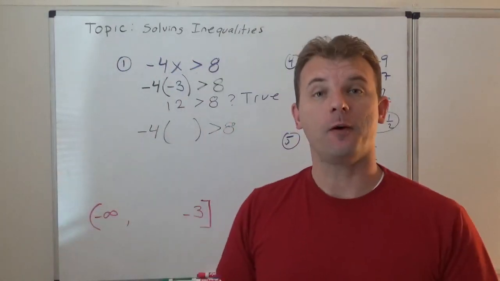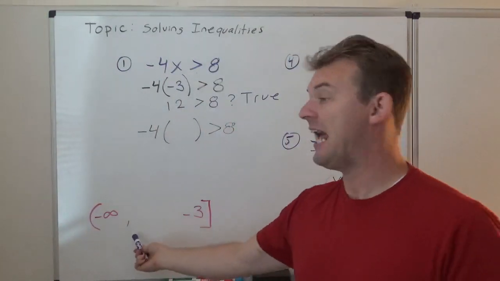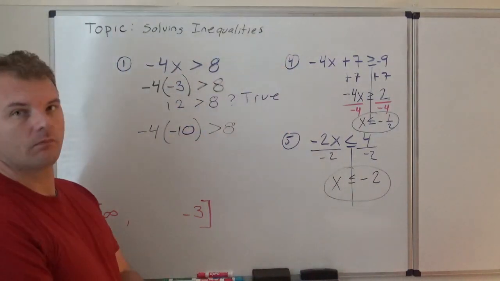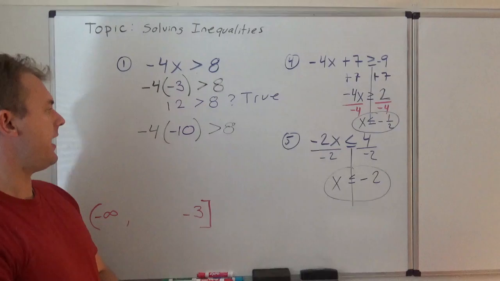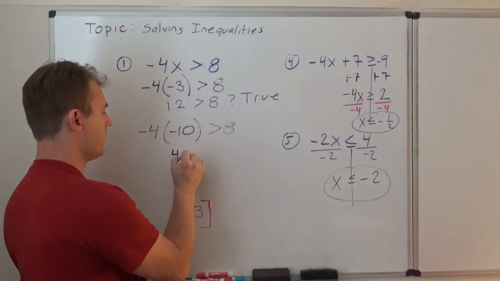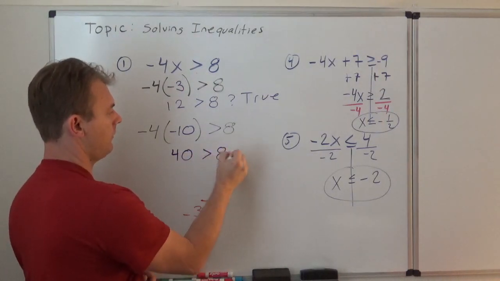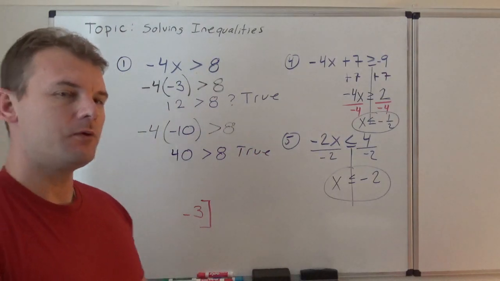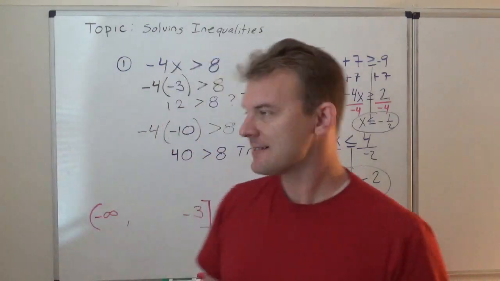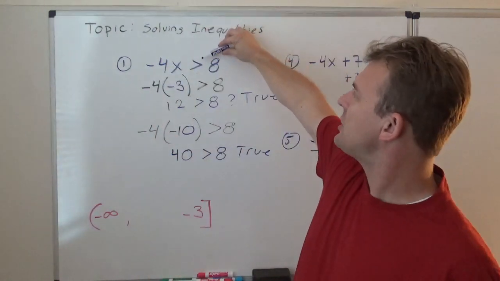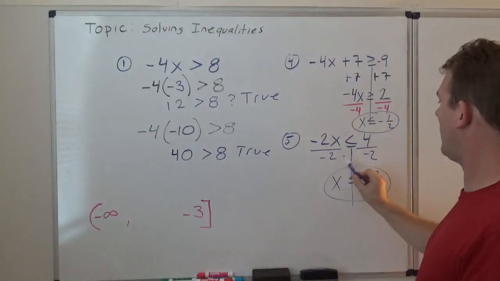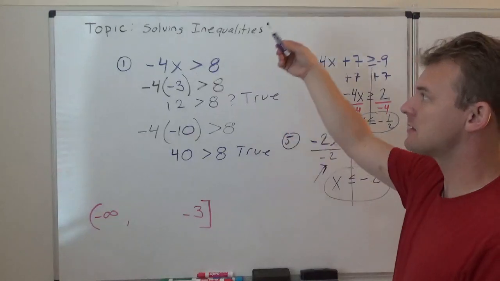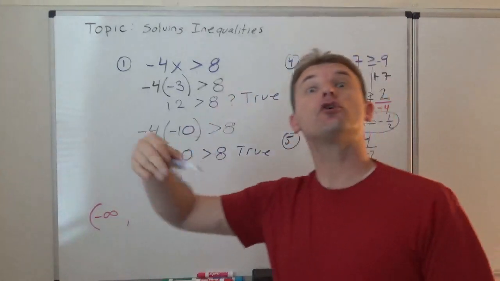So what else can we put in there? Let's just jump the gun a little bit. What about -10? Negative times a negative is a positive. That's 40 greater than 8. Oh, that's true. So what I'm trying to show you is that by switching the inequality when we divide by a negative number, it makes our statement true.